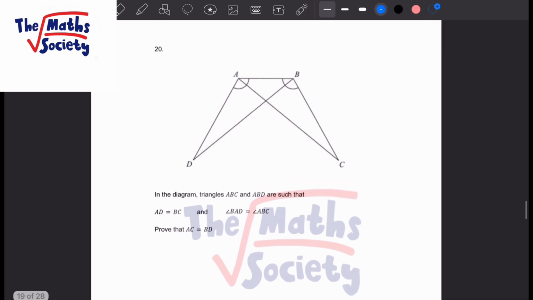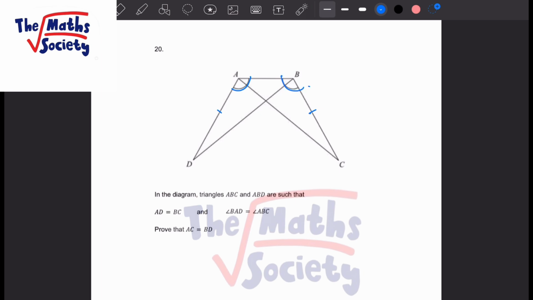Okay, so here number 20, it says that in the diagram, triangles ABC and ABD are such that AD equals BC, and angle BAD, which is basically this, equals angle ABC. So you just need to prove that AC is equal to BD.